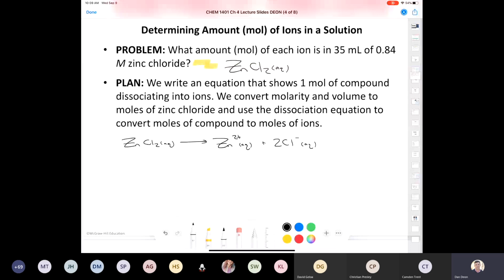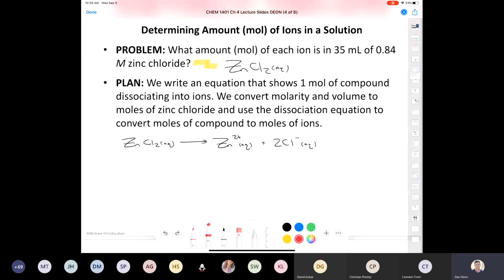I was talking with my office mate, Dr. Diaz, the other day, and he told me something I hadn't thought of. He's seen students try to say, I've got Cl2-, and that's impossible. There's no such thing. So just try to avoid that. Remember, chlorine is a halogen. They're always going to have a -1 charge, and we've got 2 of them.